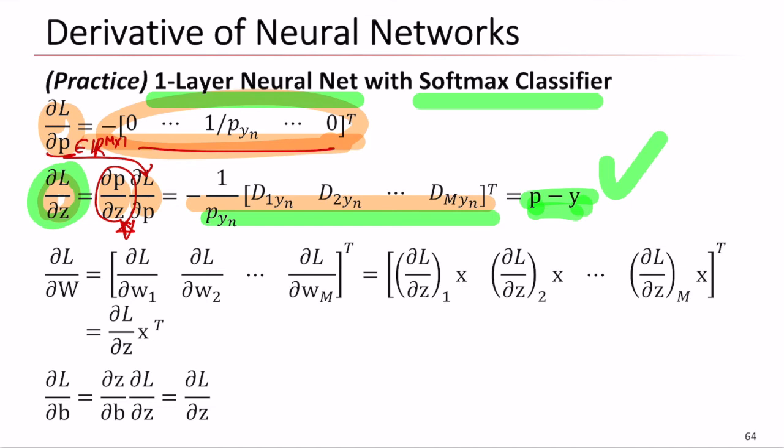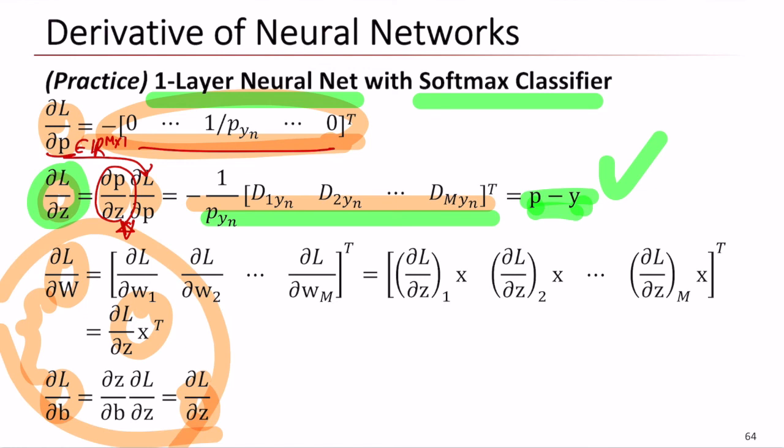Then after that, L over W can be just like this. L over b is like this. How? We already discussed this one in the linear MSE case, right? The rule of this one is exactly the same. The main difference is the upstream gradient. That means even though we consider a different classifier with a different loss function, the backpropagation step is going to be exactly the same for the other part.